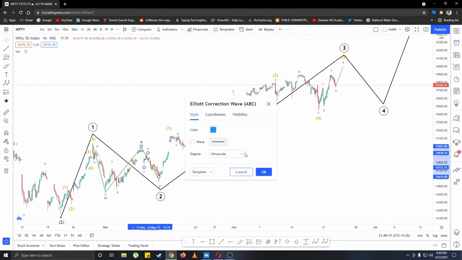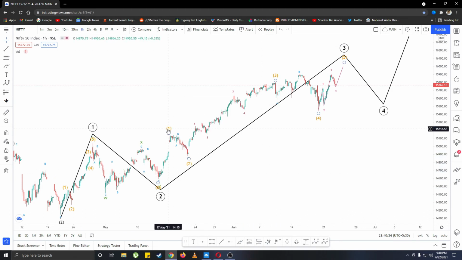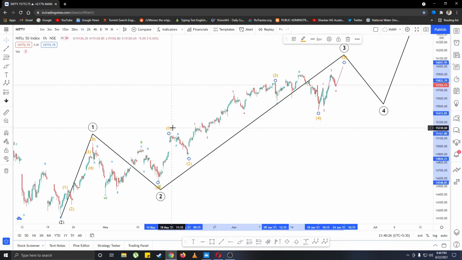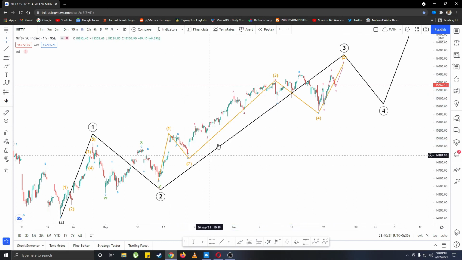So now we see, let me get rid of this. Now we see this counting is part of wave 3. Now this is 1, 2, 3, 4 and a 5. This is the internal wave counting for wave 3. Now if we look in this, this is our 1, 2, 3, 4 and a 5. Now 5 is developing currently, and let's see if it is successful.